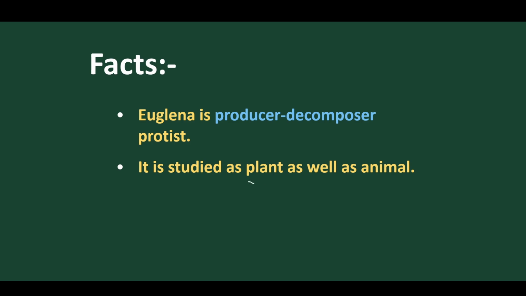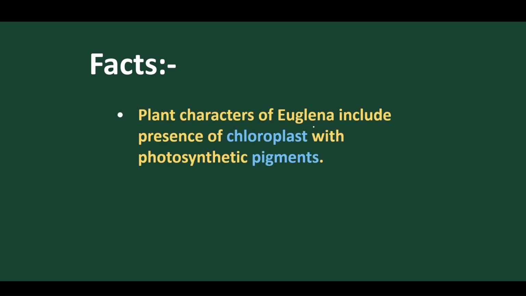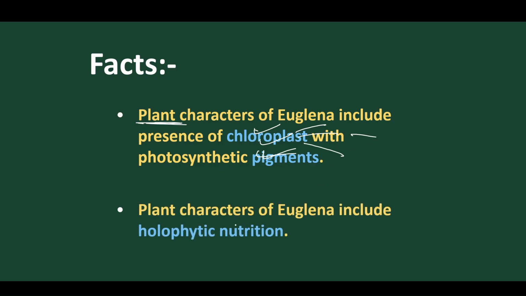It shows that they are plant as well as animal. We have discussed this, so it is sometimes called a plant-animal. The plant characters of Euglena are due to the presence of chloroplast and pigments. Why is it a plant character? Because of the presence of chloroplast and pigments: chlorophyll a, chlorophyll b, beta carotenes, and xanthophylls are present. Plant characters of Euglena also include holophytic nutrition, that is, autotrophic mode of nutrition.